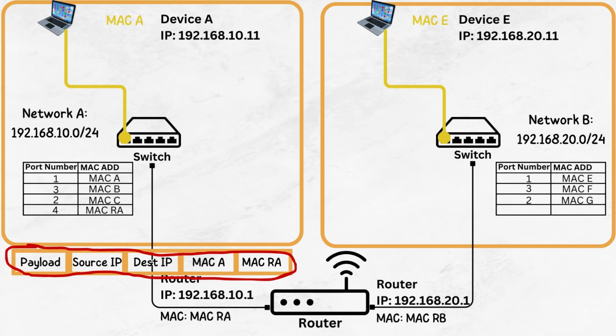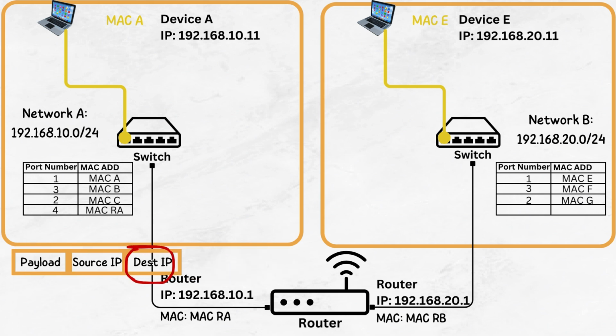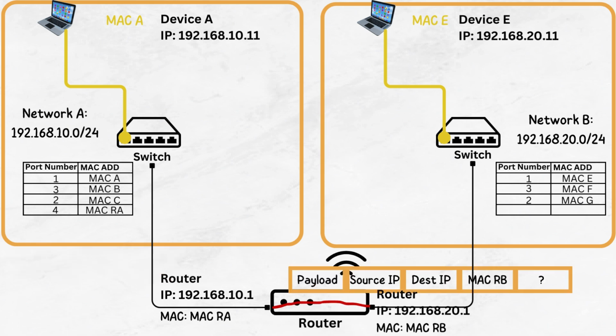The router receives the packet on its network A interface and starts inspection. It will check the layer 3 information, which is the destination IP address. It determines that the destination IP is on a different network, network B. The router consults its routing table and prepares to forward the packet to network B. Before forwarding the packet to device E, the router needs to know device E's MAC address. The router sends an ARP request on network B to resolve the MAC address for 192.168.20.11, device E's destination IP.